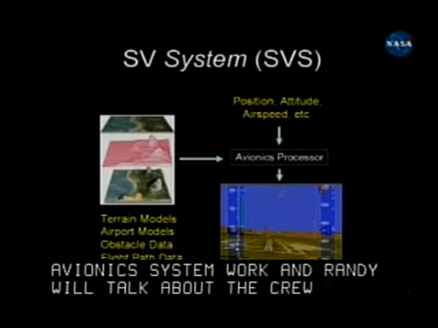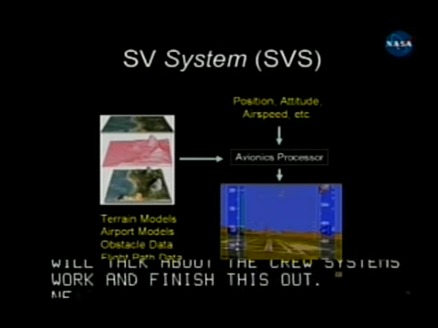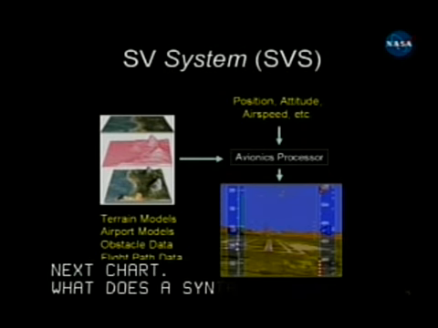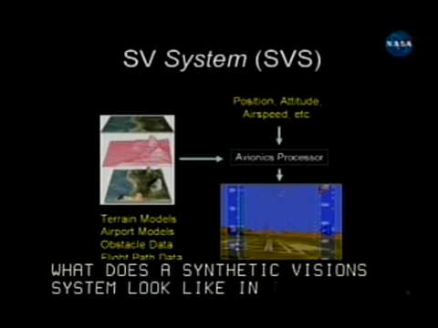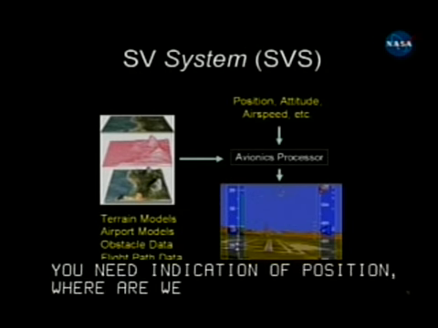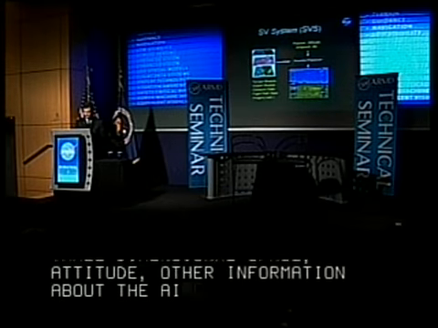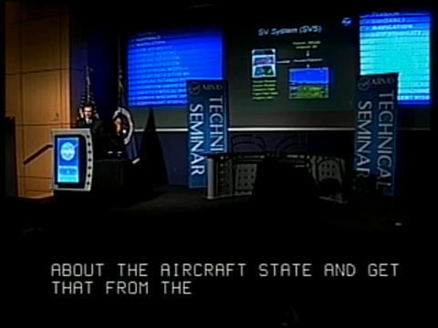Okay, so what does a synthetic vision system look like in terms of avionics? Well, you need, of course, some indication of position. Where are we in three-dimensional space? We need the attitude. We need some other information about the aircraft state, and we get that from the inertial platform that's on board, or perhaps GPS if you have that. So that would be one input.